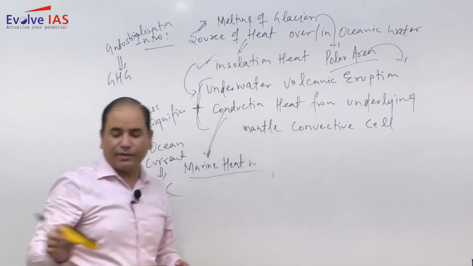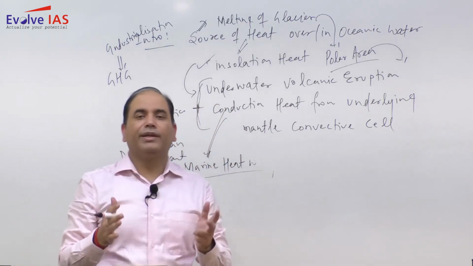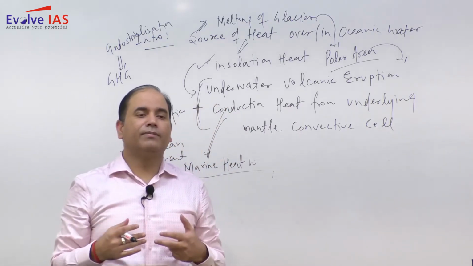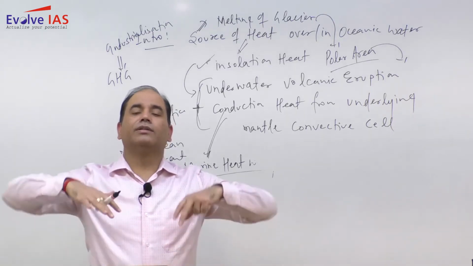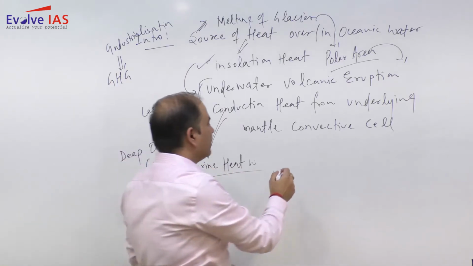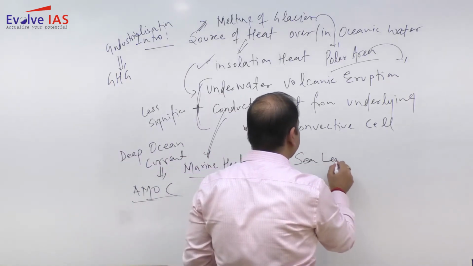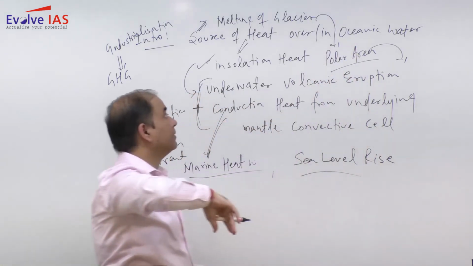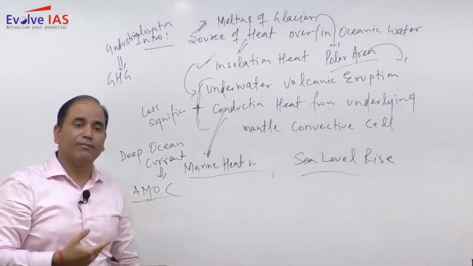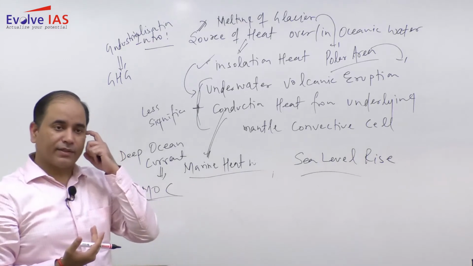Even in the case of marine heat waves, whenever the temperature increases, there will be expansion of water, so the sea level will also rise. So sea level rise is not only related to the melting of glaciers. Sea level rise is also associated with sea surface temperature.